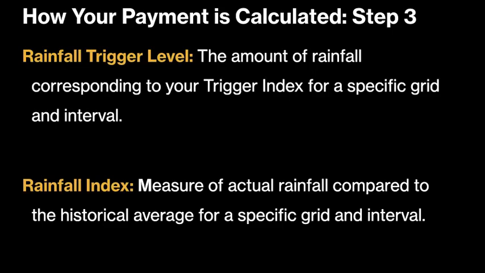The first is the rainfall trigger level. This is the amount of rainfall corresponding to the producer's selected coverage level. And next is the rainfall index. The rainfall index compares actual rainfall with the historical average and expresses that relationship on a scale centered around 100. Rather than looking at inches of rainfall alone, the rainfall index tells us how wet or dry the interval was compared to what is normally expected.